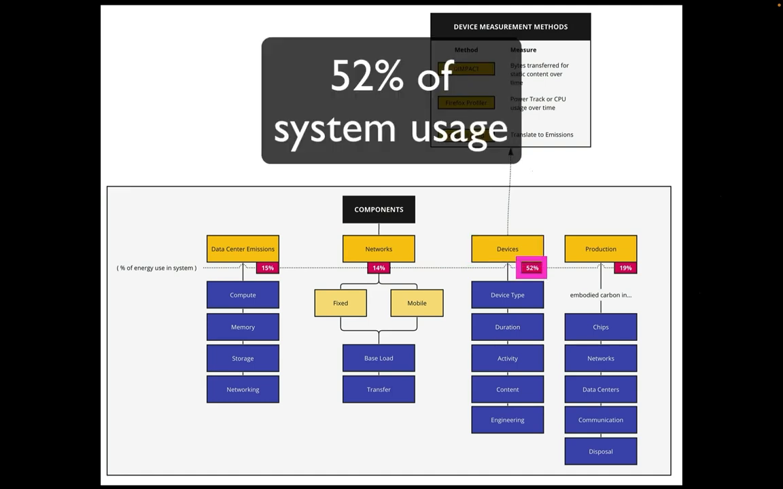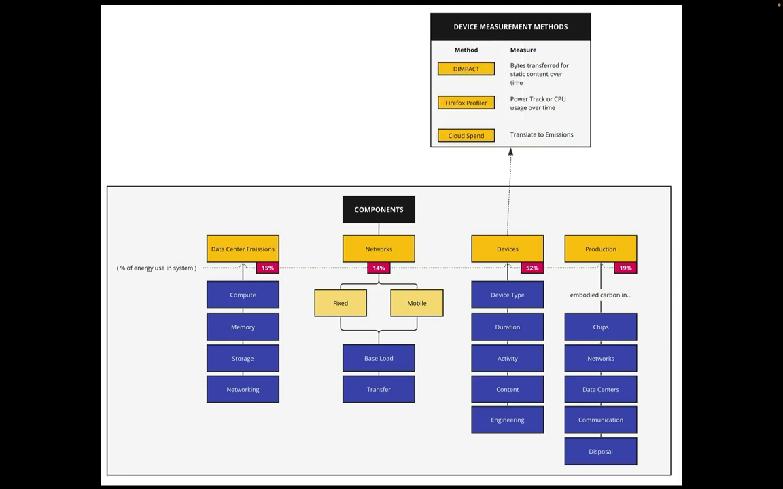The next component are the devices themselves and what happens on those devices. And this consumes a lion's share of the overall system usage, 52%. Under this category, you'll find things like device type, a desktop or a laptop, a tablet or mobile device, the amount of time spent consuming the content, the type of activity happening on that site. So it might be a game, or it might just be a static website.